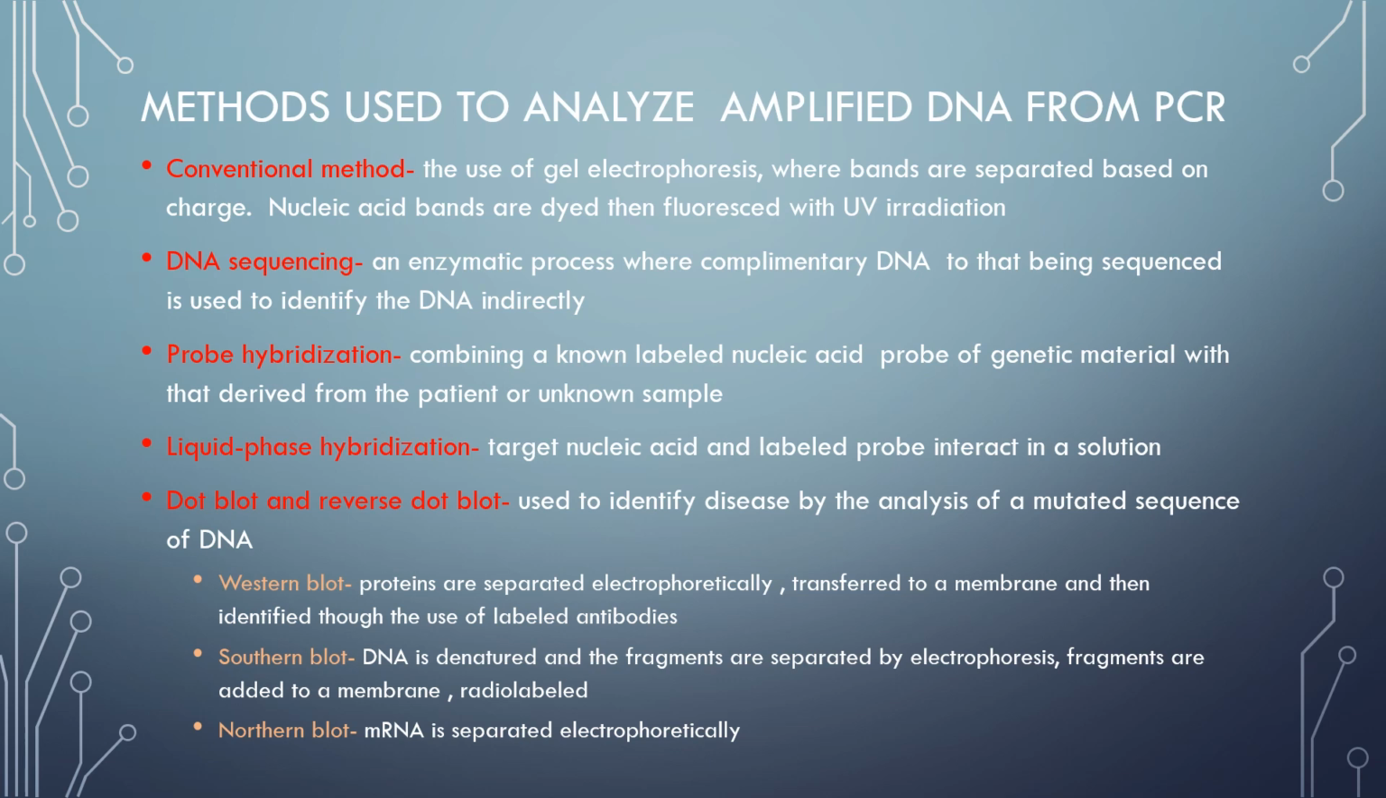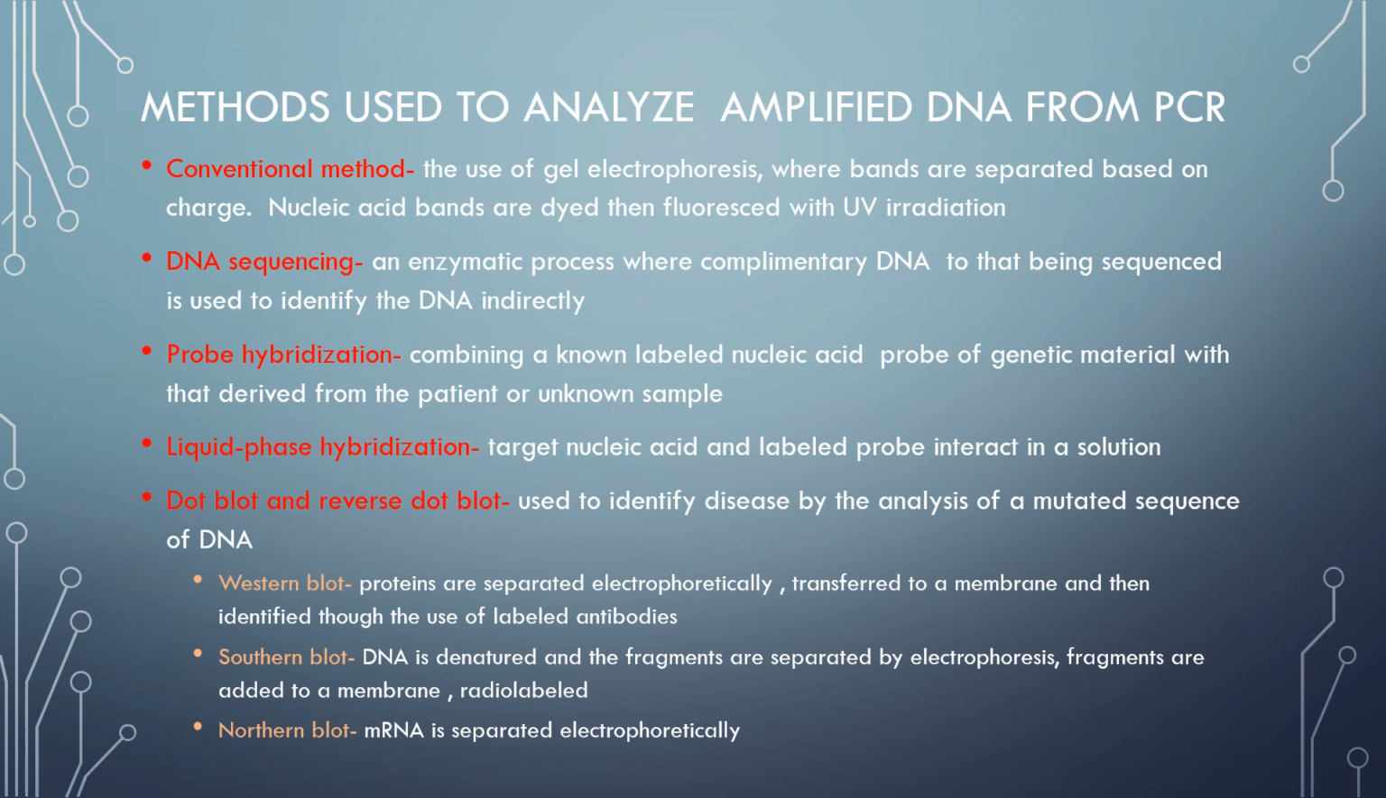In liquid hybridization, we have the target nucleic acid and labeled probe interact in a solution. In dot blot and reverse dot blot, we are going to use that to identify diseases by the analysis of a mutated sequence of DNA. Okay, so there's three different types of blot methodology. We've got Western blot, Southern blot, and Northern blot.